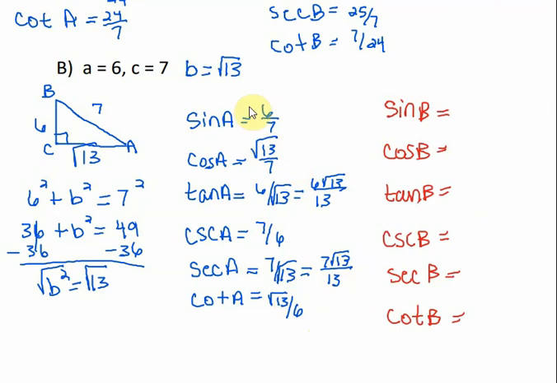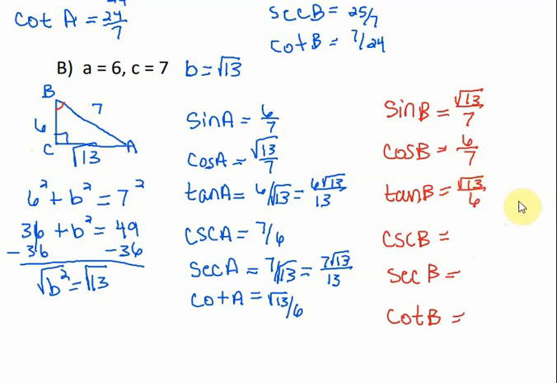All right, so now we're going to do all the trig functions with respect to angle B. So now if we were standing on angle B, our opposite would be square root of 13, our adjacent is 6, and the hypotenuse is 7. So sine is opposite over hypotenuse, so that's square root of 13 over 7. Cosine is adjacent over hypotenuse, so that's 6 over 7. Tangent is opposite over adjacent, so that's square root of 13 over 6.